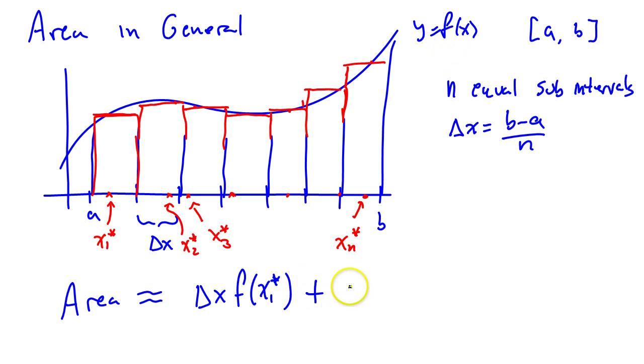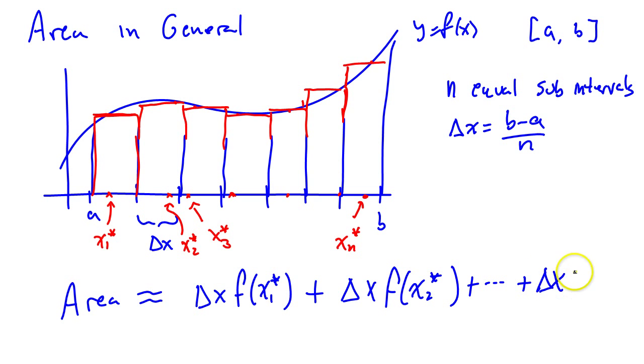The second one, the width is, again, delta x. And the height is whatever the function value is when you plug this point in, x2 star. So f of x2 star, plus, and so on, all the way to the last one, which would be a width of delta x and a height of f of xn star. That's an estimate of the area.